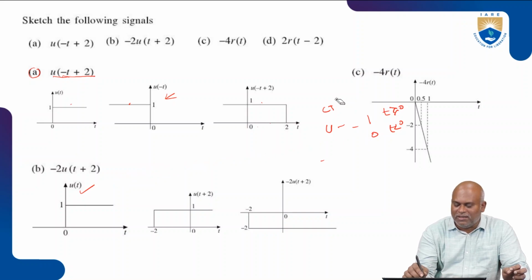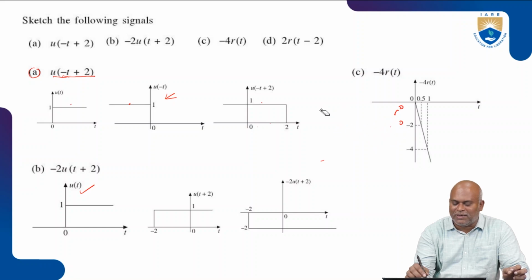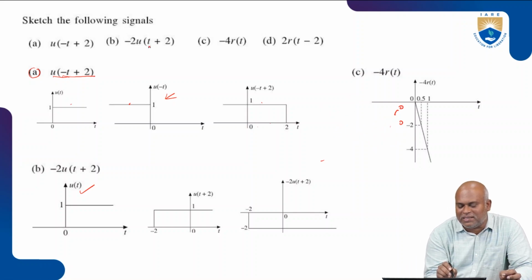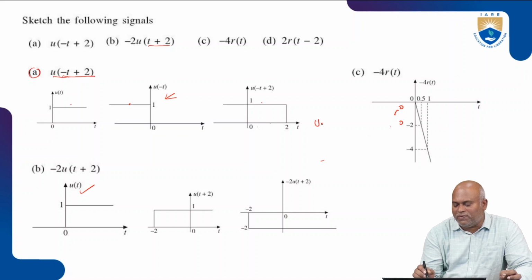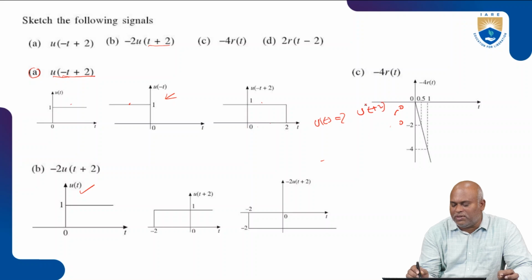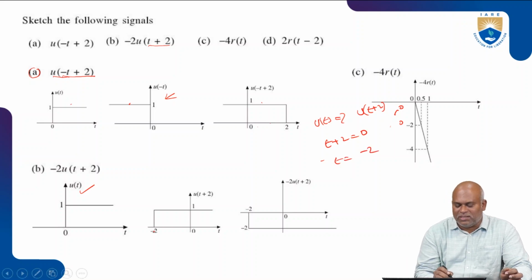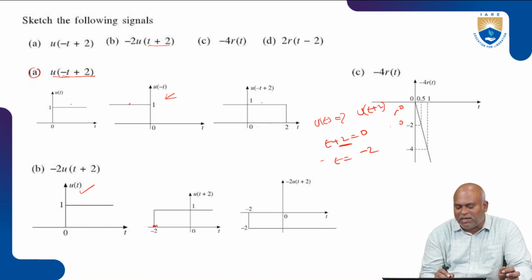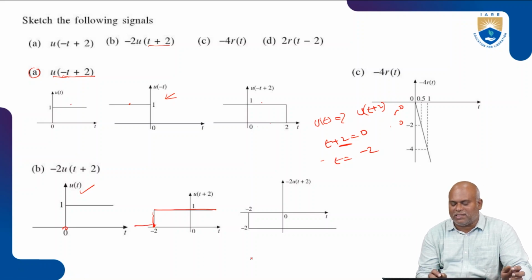Next, after that, we need to do the operation of time shifting. The second operation is time shifting by t plus 2. U of t is converted to u of t plus 2. So what will happen? When t plus 2 equals 0, t is going to start at minus 2. See here, the time shifting operation of minus 2 moves the 0 to minus 2. Then the right side only is going to have the signal, and this side will be represented as 0.